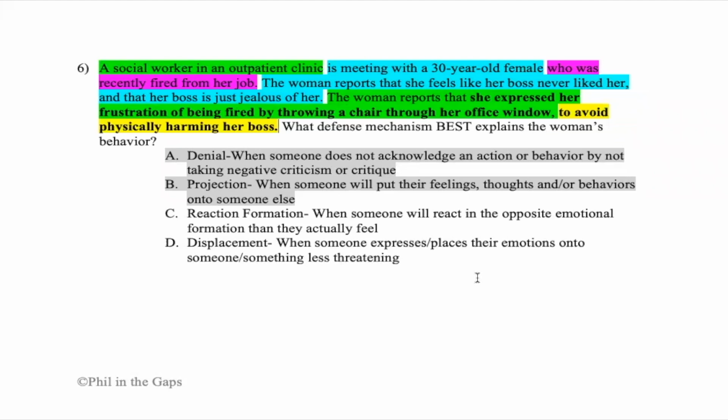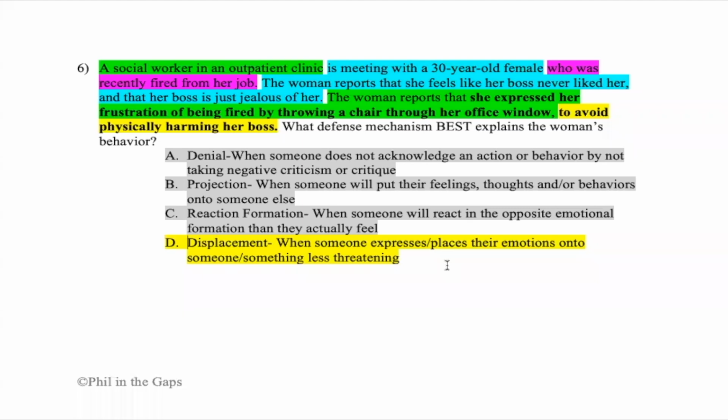Therefore, she said, I was very ticked off that I was fired, and I expressed that frustration by doing something directly, not to my boss, but to something else that is still detrimental, but not as detrimental as physically harming the boss. For that reason, we're going to rule out C, because reaction formation would be where she was frustrated but then walked in and said, man, you're the best boss I've ever met. I'm going to miss working here. This is the greatest place ever. How could you ever carry on without me here? My life is now over. That would be reaction formation.